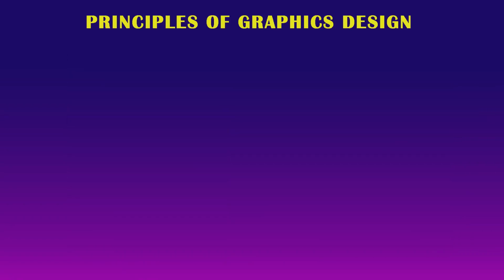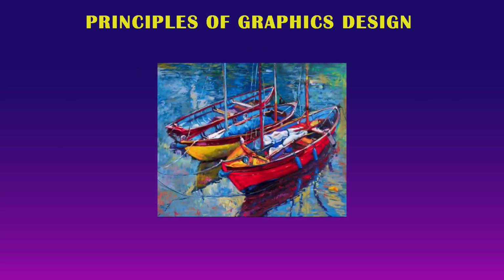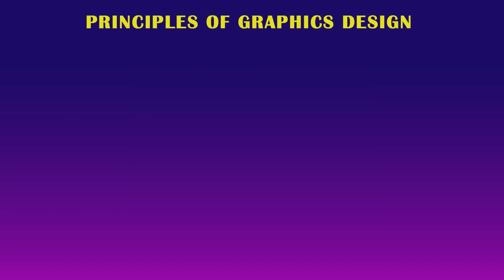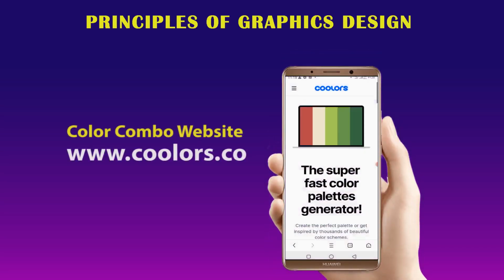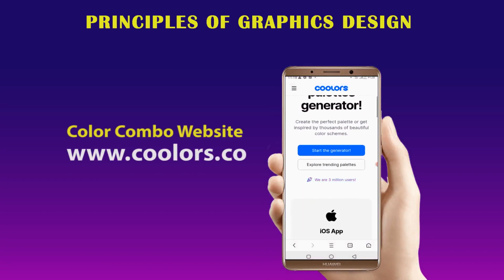Going to the fifth one, triadic color schemes. These are combinations of three colors evenly spaced on the color wheel. They tend to be easier on the eye than complementary color schemes. So there you have it. These schemes can help guide you to properly choose colors for your design elements. Alternatively, you could visit sites like colors.co, which greatly help your decision making for color combinations.